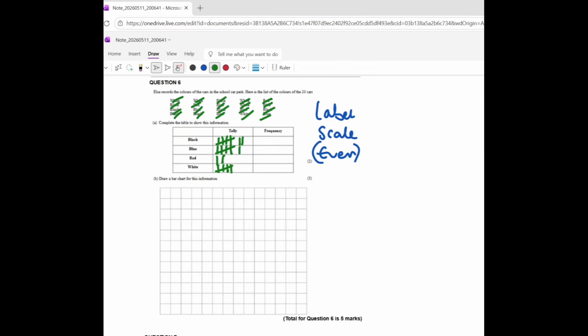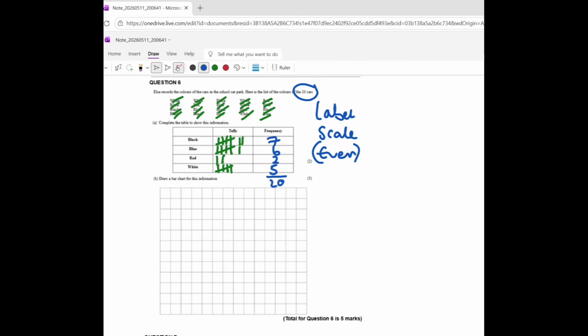And then I work out how many I've got here. So in my tally, I have got 5 plus 2 is 7. 5 add 1 is 6. I've got 2 and I've got 5. Let's just make sure that they add up to 20, which is how many cars I've got here. 7 add 6 is 13. Add 2 is 15. And they do add up to 20. Okay, good. So that should get me my first 2 marks.